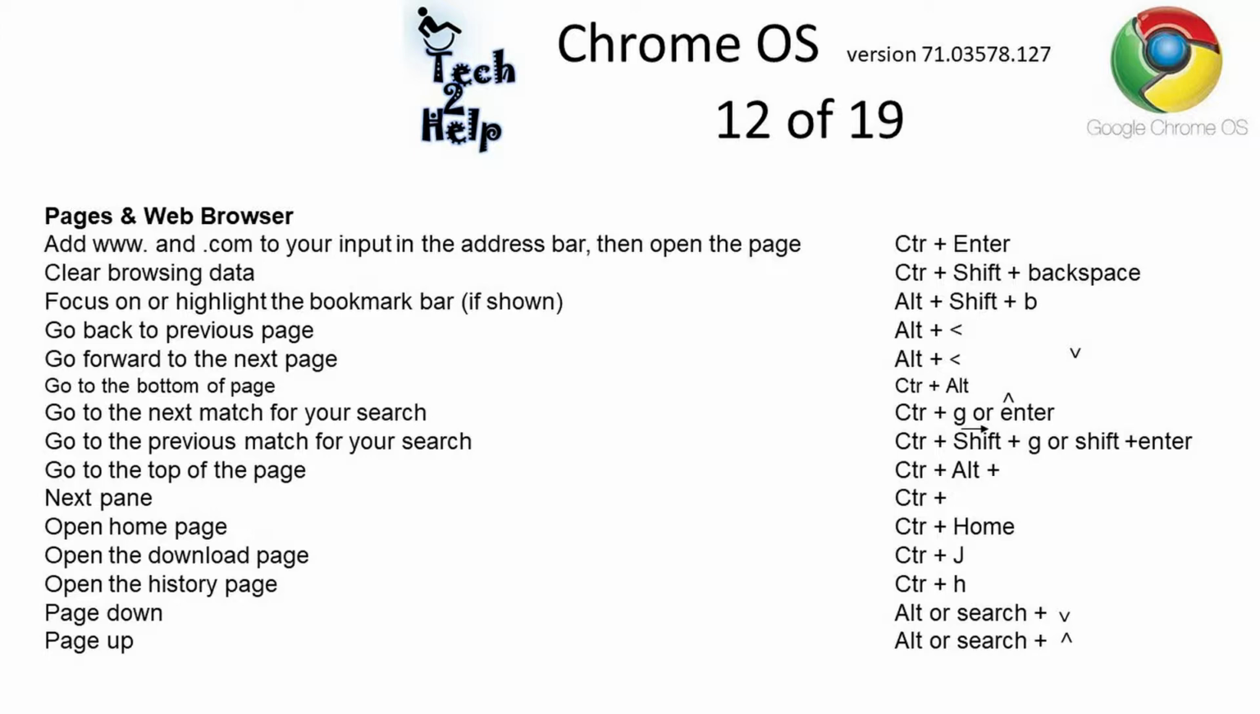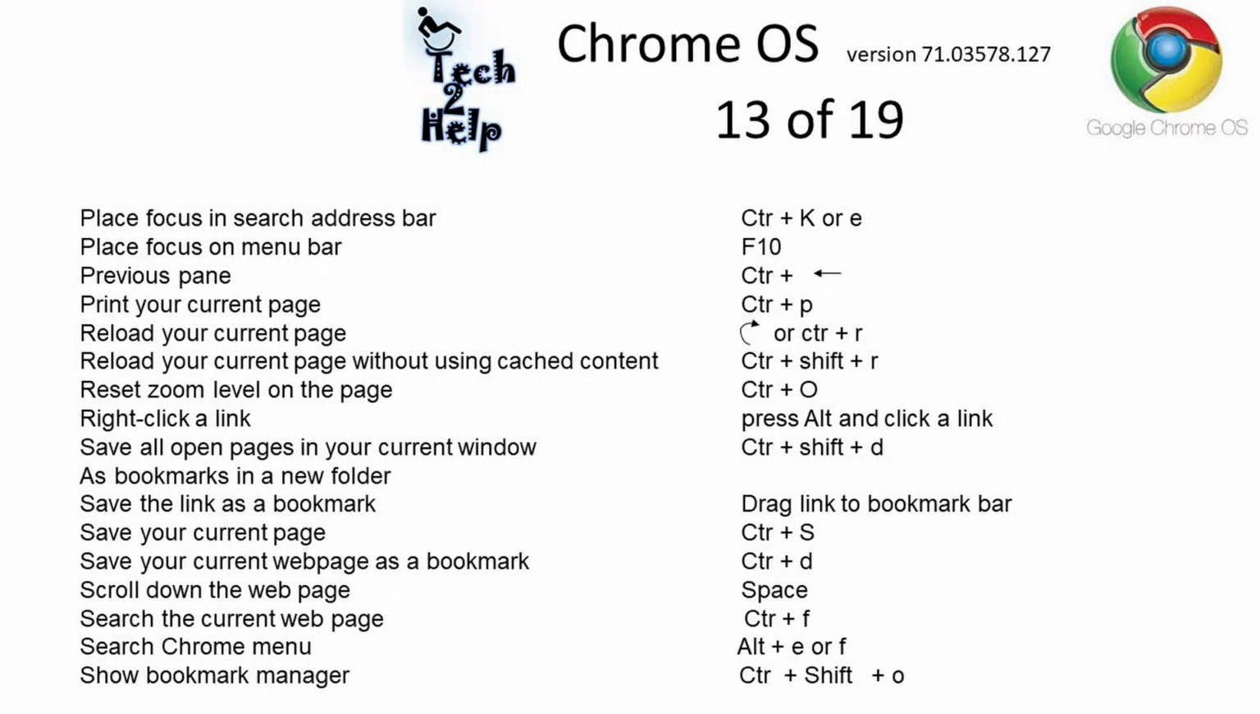Open the download page: Ctrl plus J. Open the history page: Ctrl plus H. Page down: Alt or Search plus down arrow. Page up: Alt or Search plus up arrow. Chrome OS version.